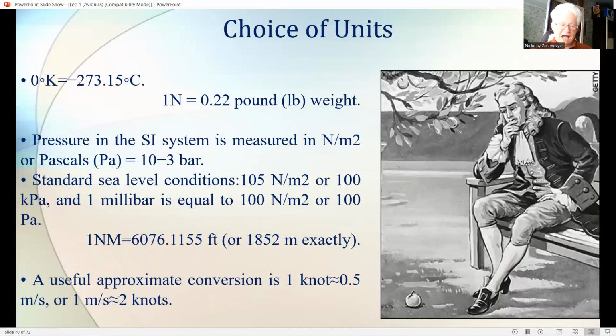The SI unit of mass is the kilogram. I hope you remember that. And the unit of length is the meter, right? And the unit of time, yeah, the second, certainly.